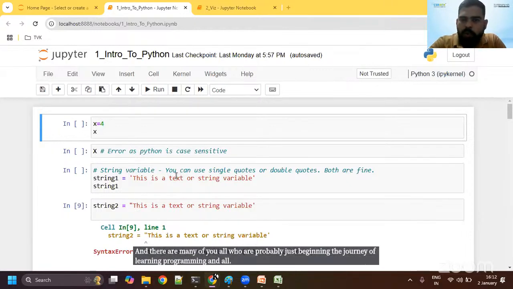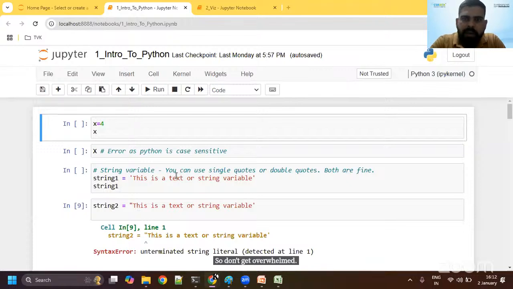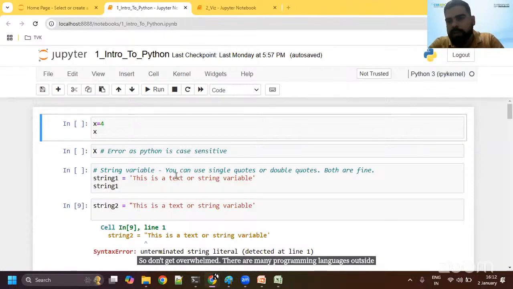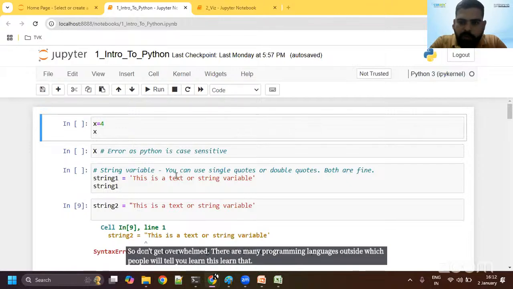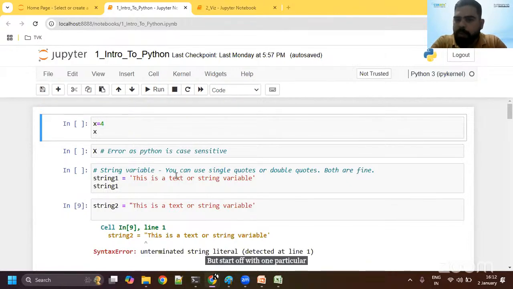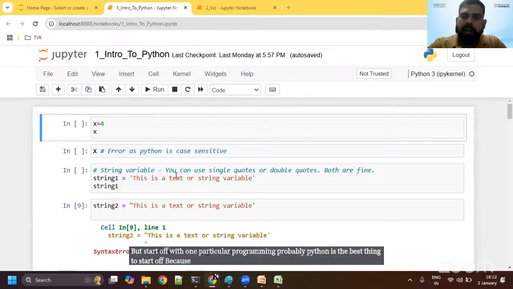So don't get overwhelmed. There are many programming languages outside which people will tell you learn this, learn that. But start off with one particular programming language. Probably Python is the best thing to start off with, because most industries or most development work, many organizations use Python.